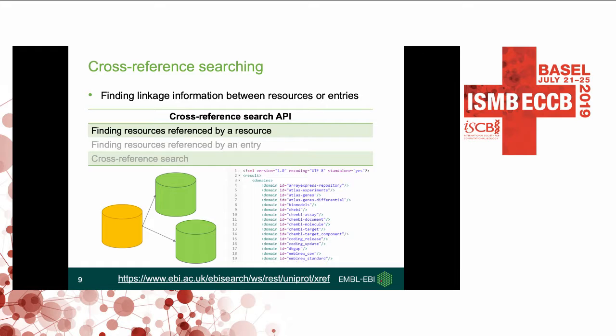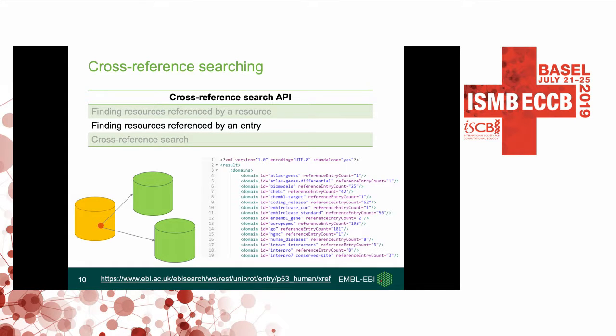We provide cross-reference searching APIs, which help to find the linkage information between resources or entries. We provide 3 different APIs for this feature. The first API is to find the resources referenced by a specific resource. On the right side, there is a response example of this API in XML format, and the example shows a list of resources referenced by UniProt data.